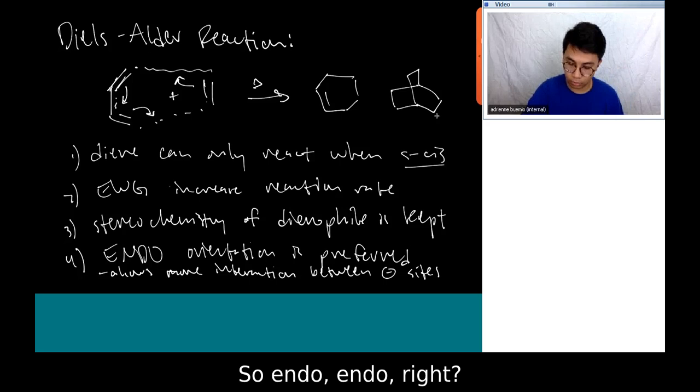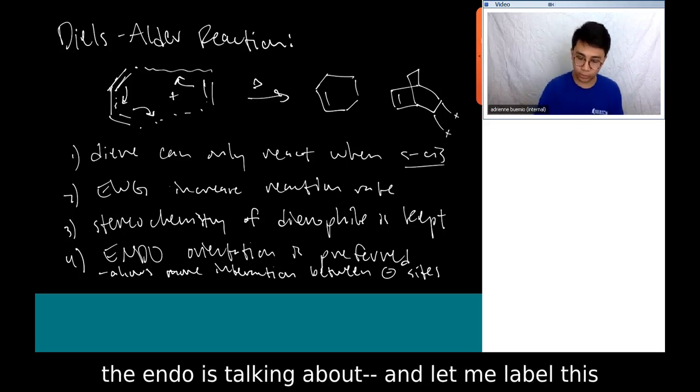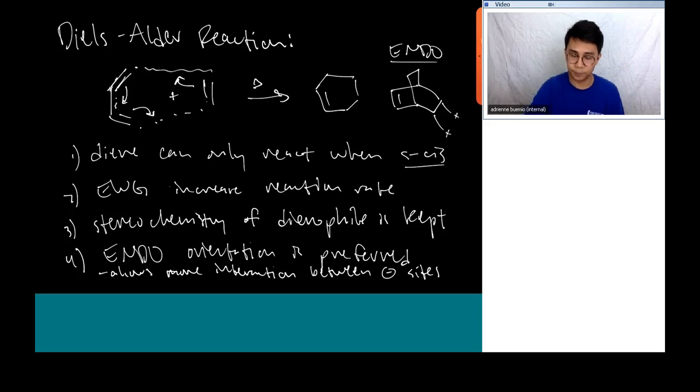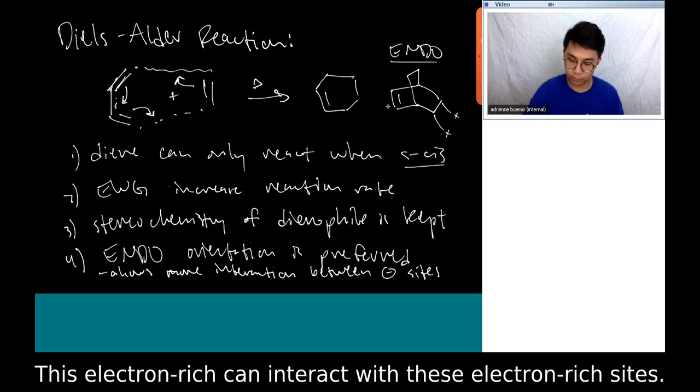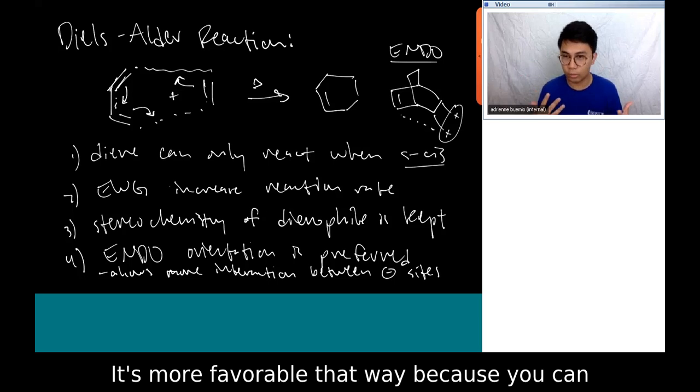So endo, right? And let's do like X or whatever. So what this is talking about, what endo is talking about, and let me label this so you guys don't get lost. This electron rich can interact with these electron rich sites. So it's more stable that way, it's more favorable that way.